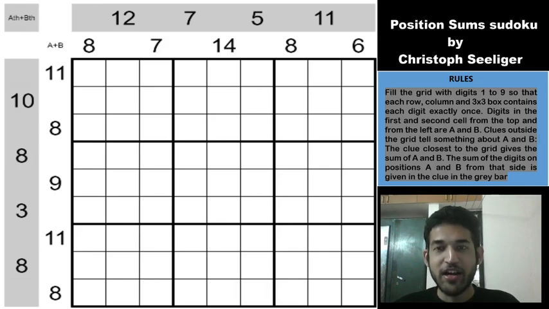I'm Kishore and today we are going to feature a position sum Sudoku created by Christoph Seeliger. This Sudoku type is a relatively new variant and hasn't been seen much previously. This Sudoku is being covered because it is going to occur in the German Sudoku qualification competition that runs on Logic Masters Germany portal from 22nd to 25th of January this month.